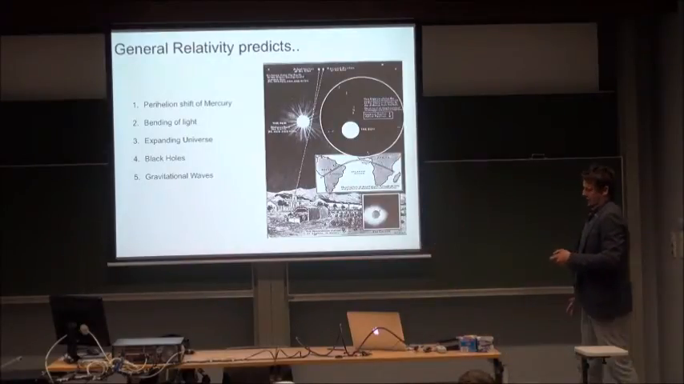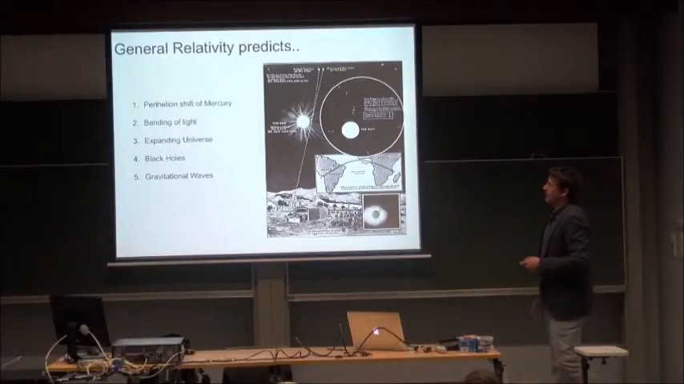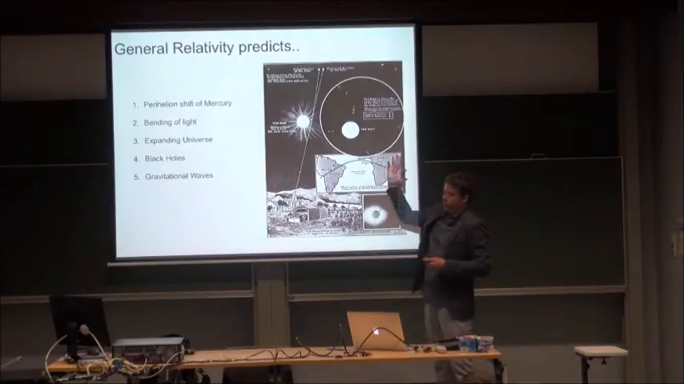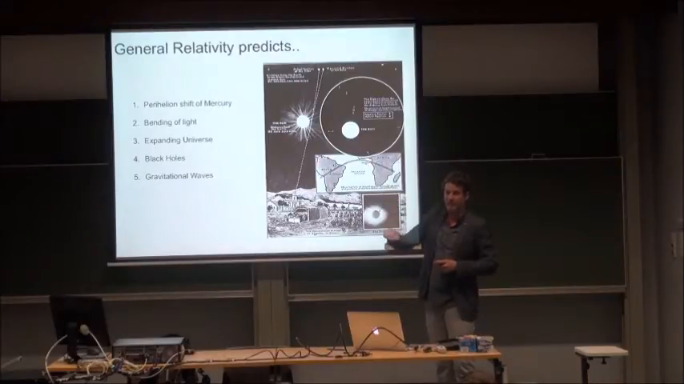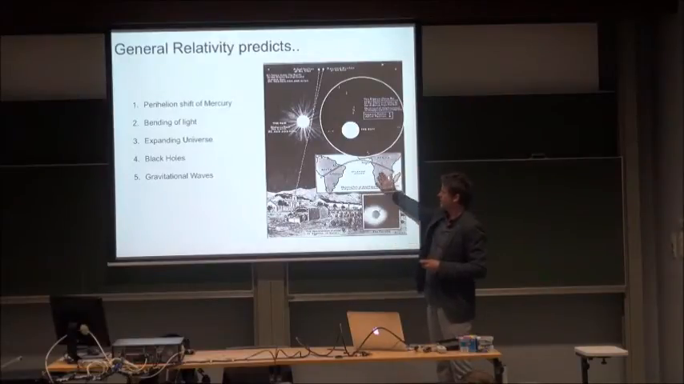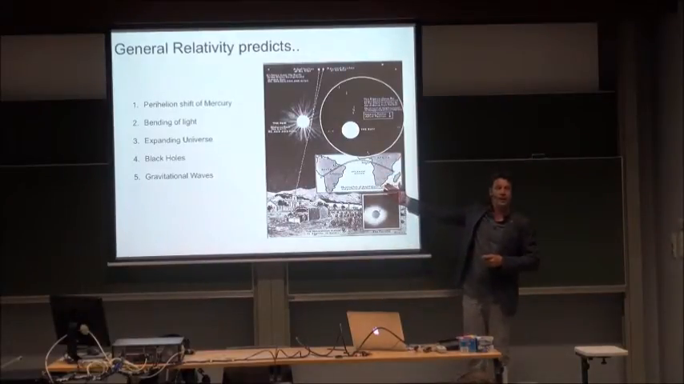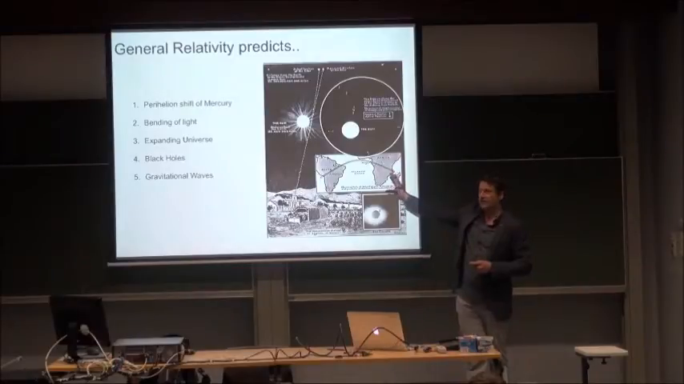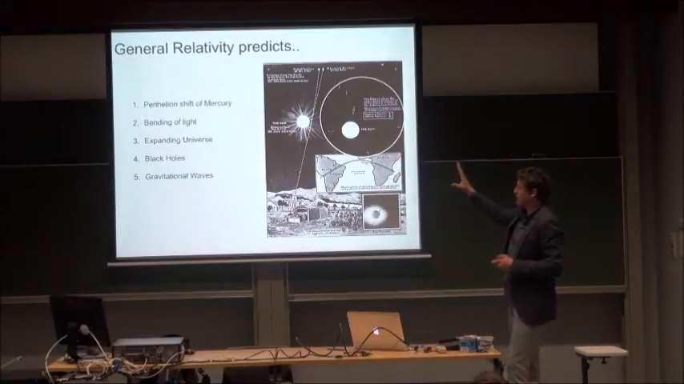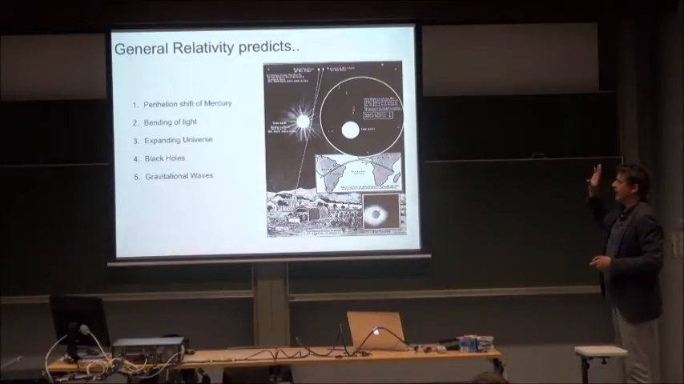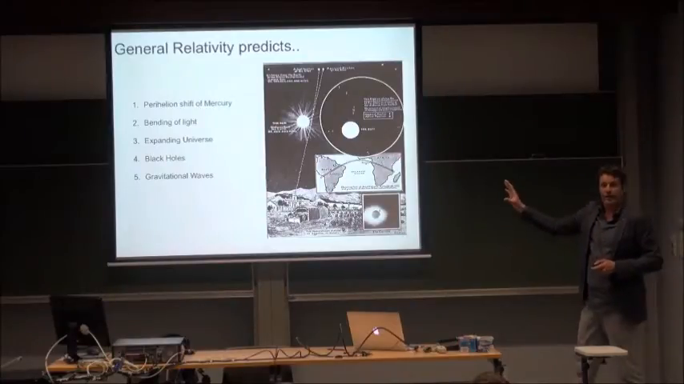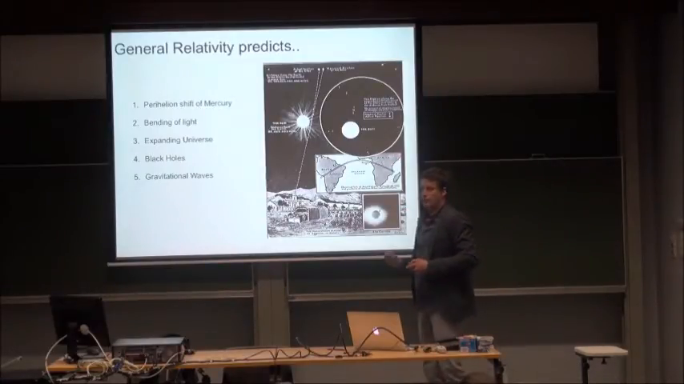The first three followed immediately. It made the right prediction for the orbit of Mercury, so that was the first test that Einstein did, in fact, before he published his theory. The bending of light, as I discussed, that was the famous test in 1919, which made Einstein world famous. An expedition was launched to Africa to actually check this effect. The expanding universe, we won't be talking about that today. And then black holes and gravitational waves. That's the subject of today's talk.